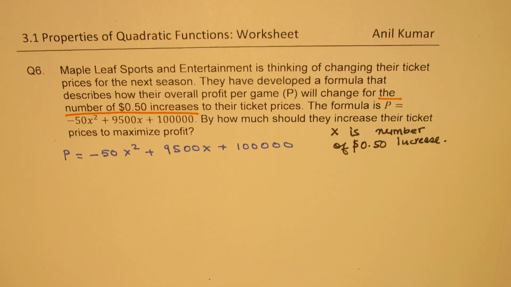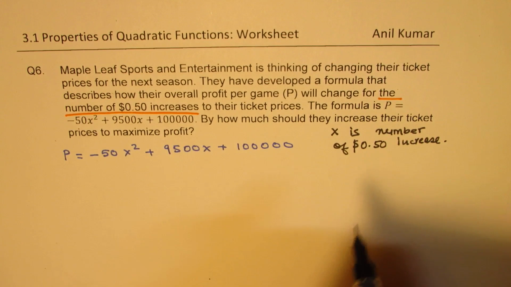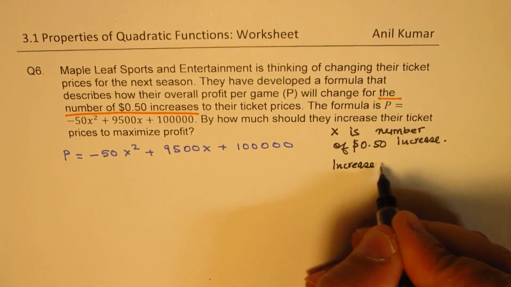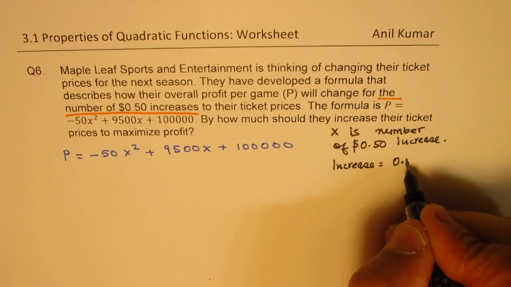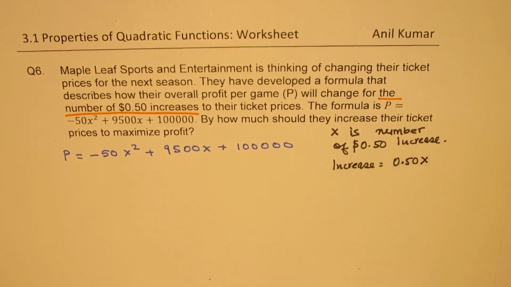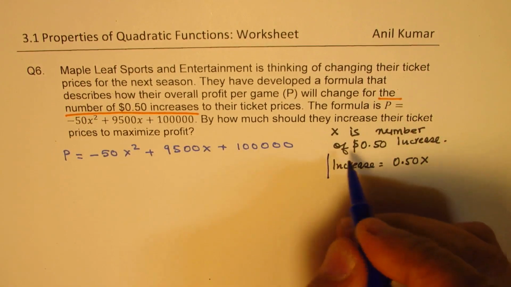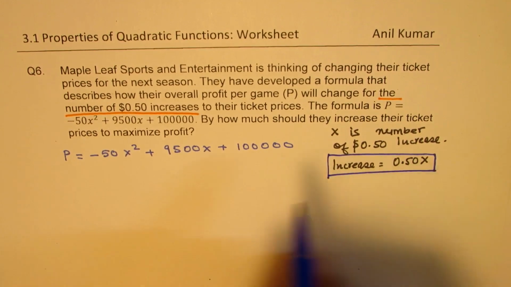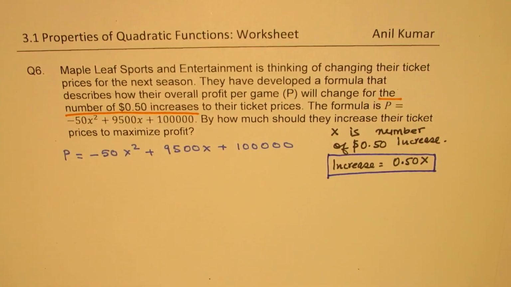Do you see that? So X is the number of 50 cents increases. So what is going to be the increase? The increase will be 0.50 times X. This is very important to understand, as that is where you might make a mistake. But keeping this in mind, I'd like you to follow one of the methods familiar to you and find the maximum for X.